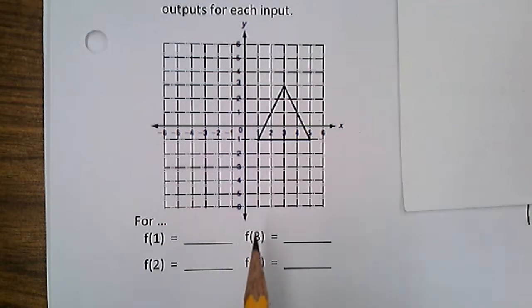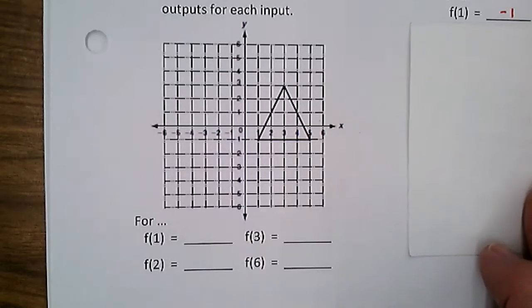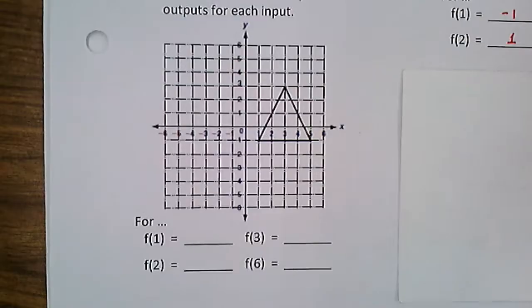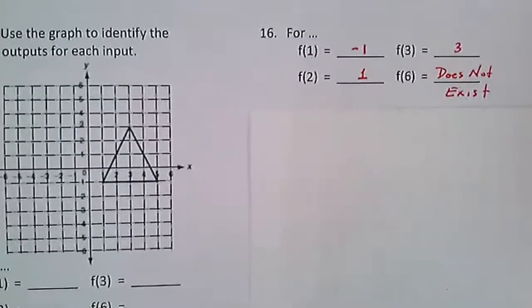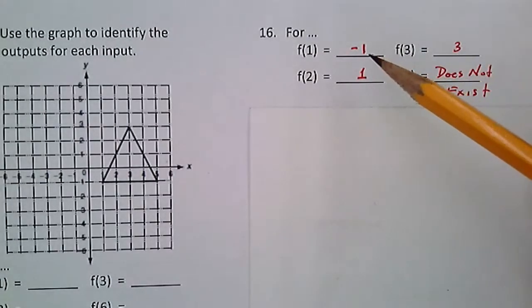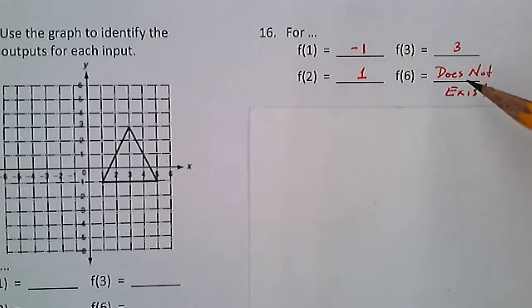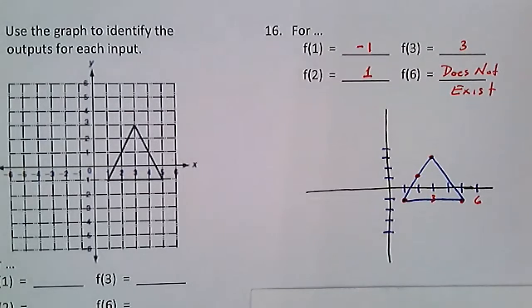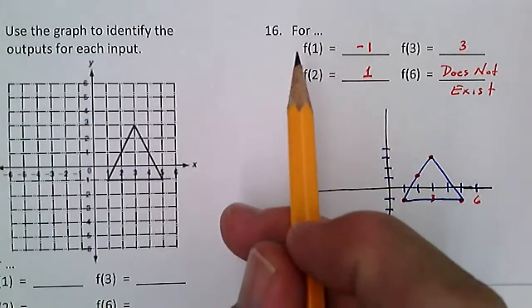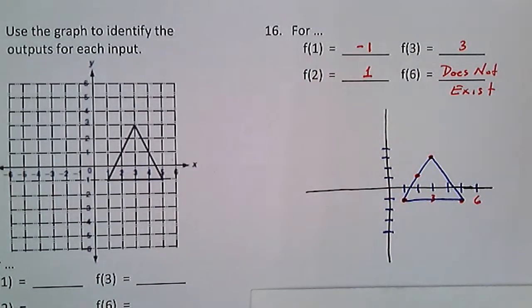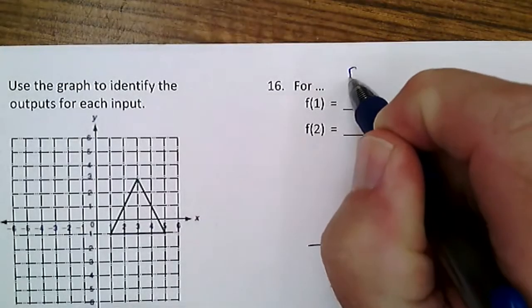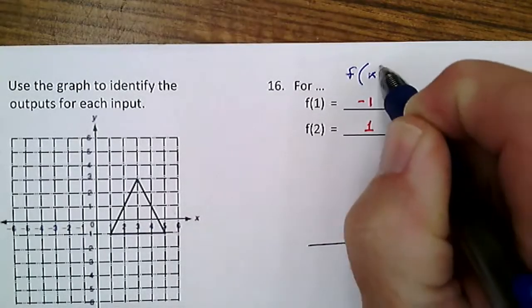So remember, these are the x values, right? I'll give you the answers, and then I'll have you copy down how I did it. Okay, so the answers are -1, and then 1, and then 3, and then does not exist. Okay, now think about this. I just redrew it. I forgot to copy it over here. Okay, so if x, remember this is f of x.